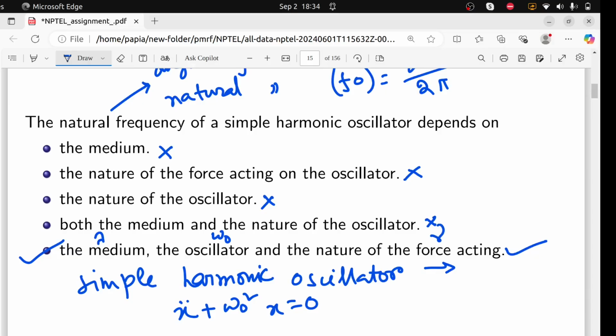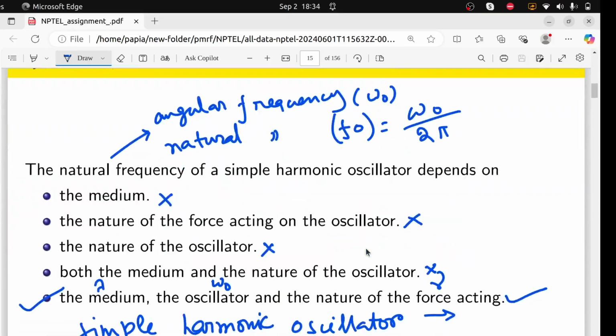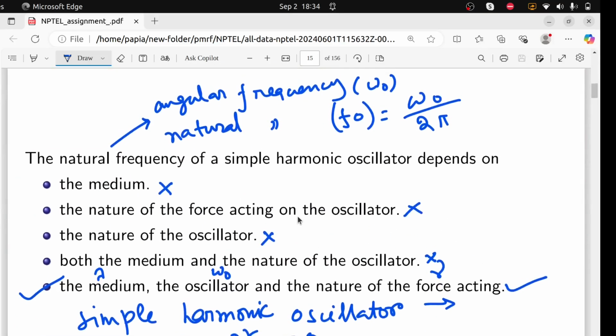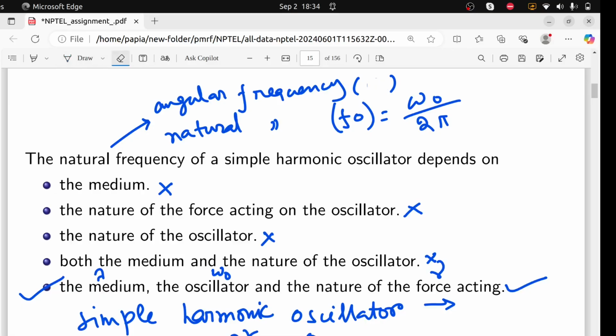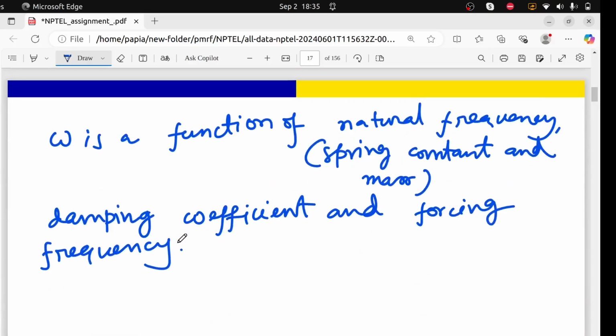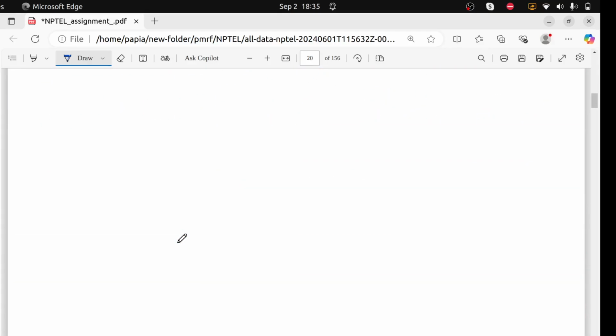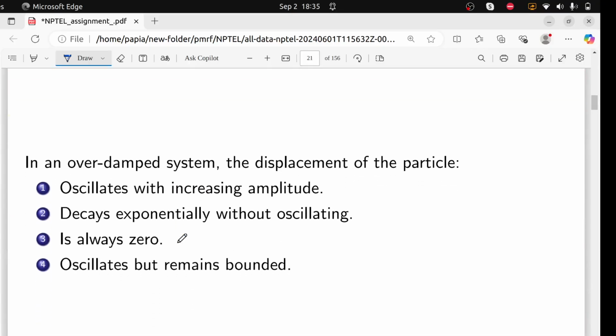Okay, so if I talk about three things together, then I will have the natural frequency or angular frequency, whatever that will be. I think I should not write omega 0 here, it should be simply omega or f. So it will be omega by 2 pi. So now, question number 3.